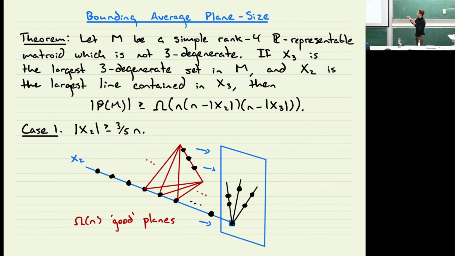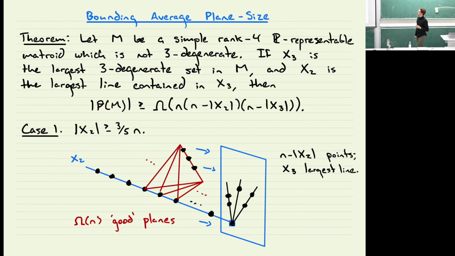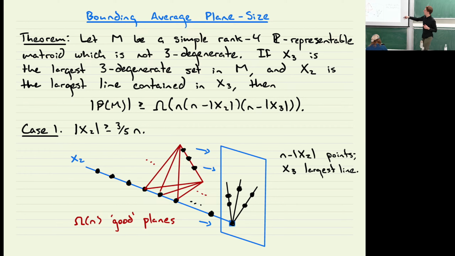So the point is, in this truncated matroid, all of the lines that don't hit x2 are in one-to-one correspondence with your skew lines in the original matroid. So we just need to count up those lines, and we can use our earlier result to do this. Basically, we have n minus size of x2 points in here.